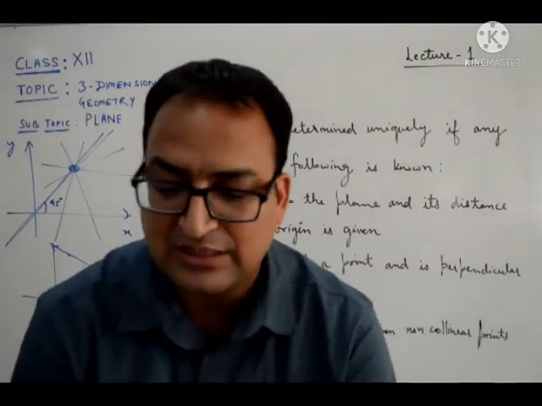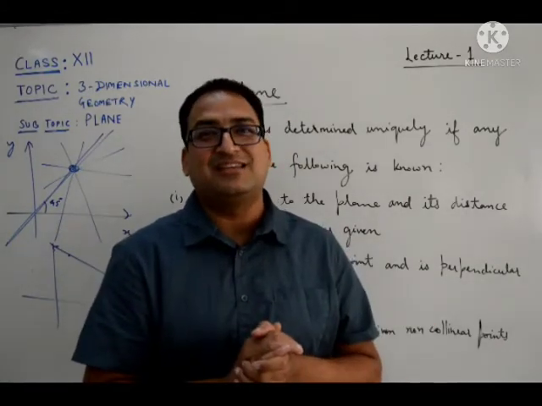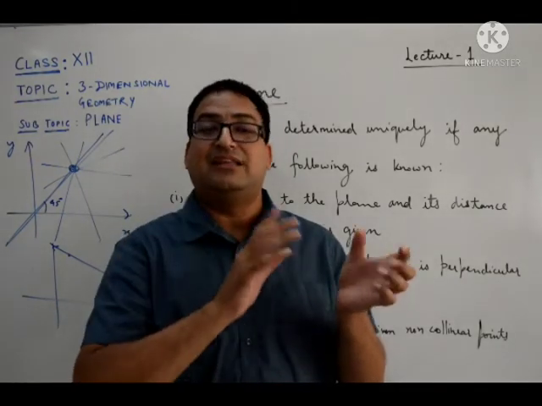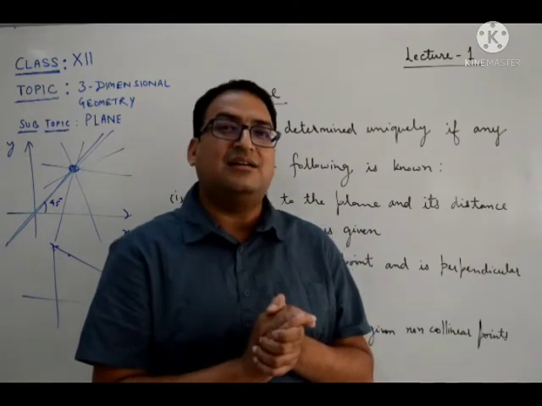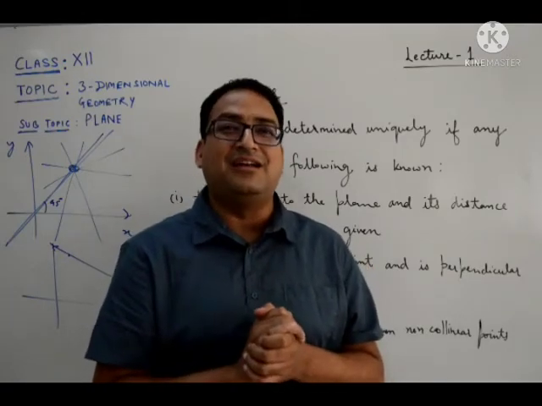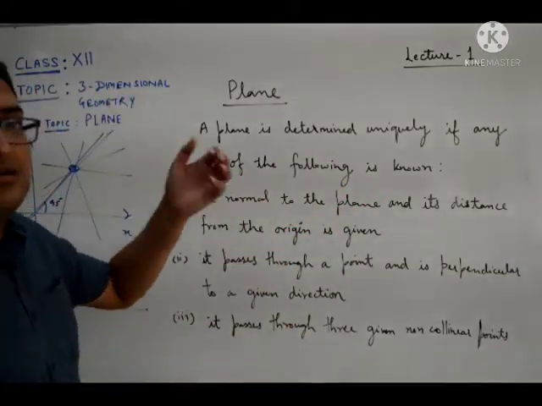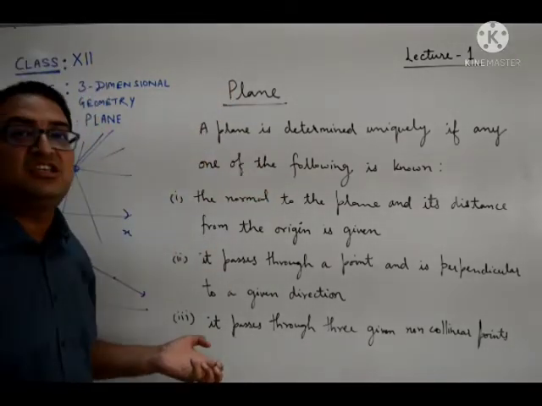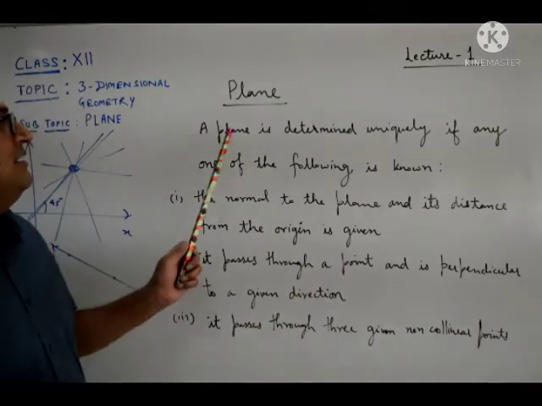So what I have told you is, if there are 3 non-collinear points in space, a plane is fixed in space. If I have a point through which the plane passes and the direction of normal, then the plane is fixed. And if I have the normal vector and the distance of the plane from the origin, then also a plane is uniquely determined. So the NCERT book starts with this thing only. When you start studying the NCERT book, the topic plane, firstly you will see these 3 important points, how to fix a plane in space.